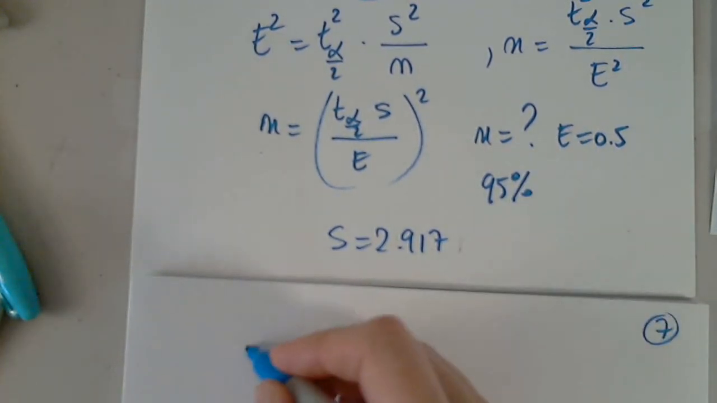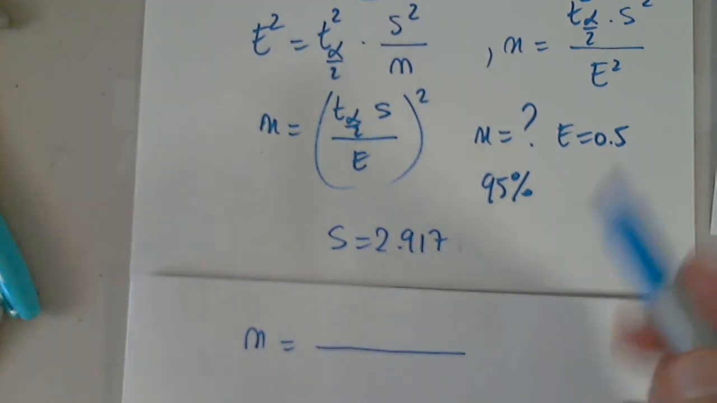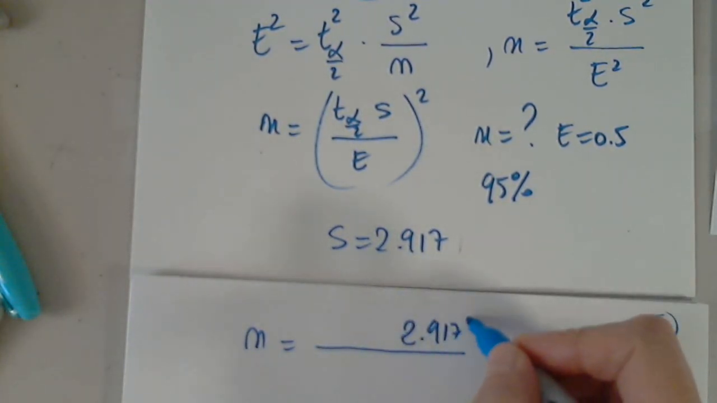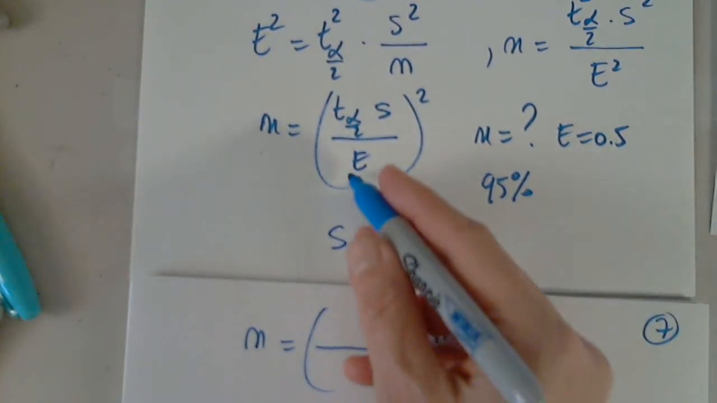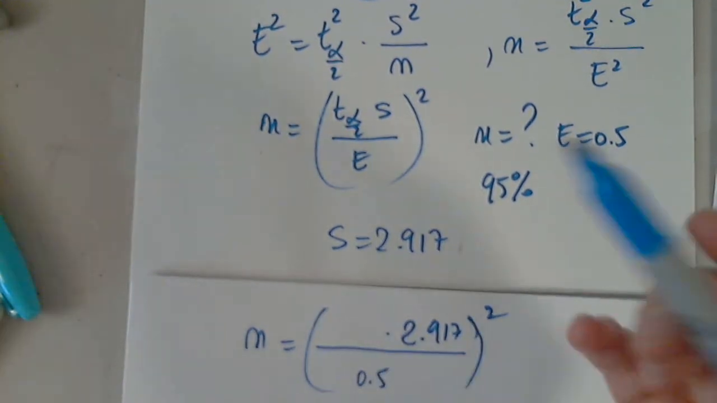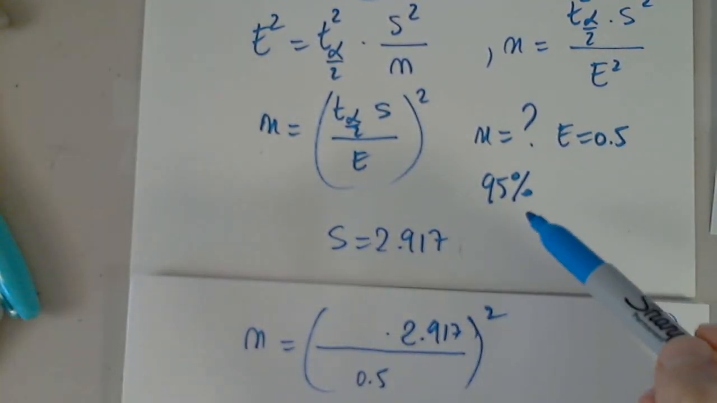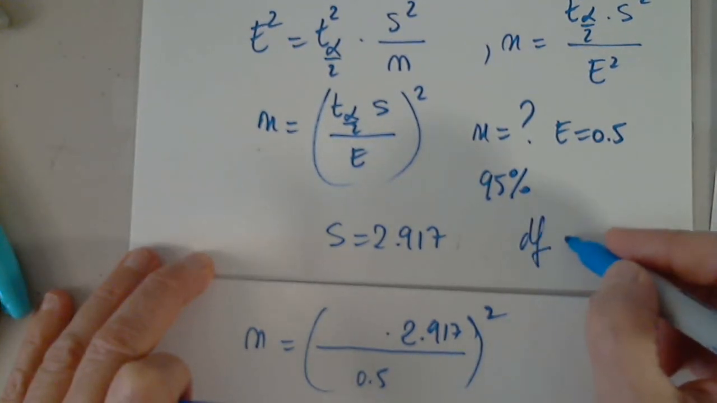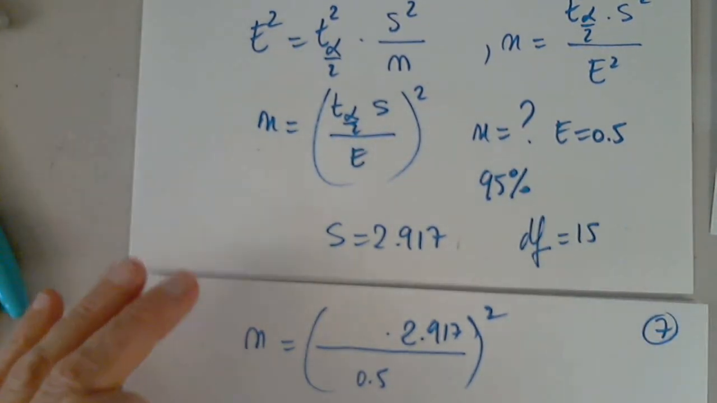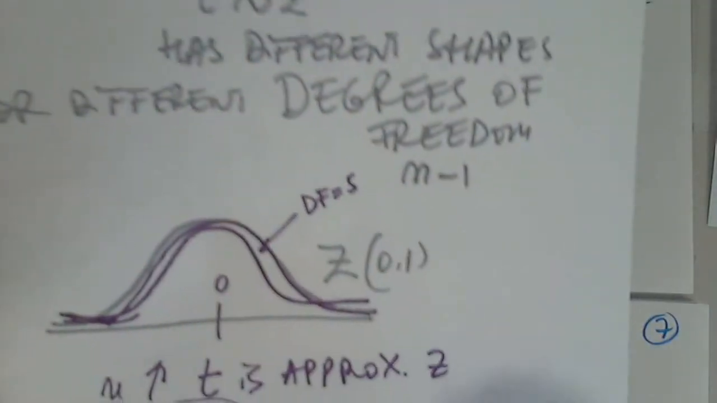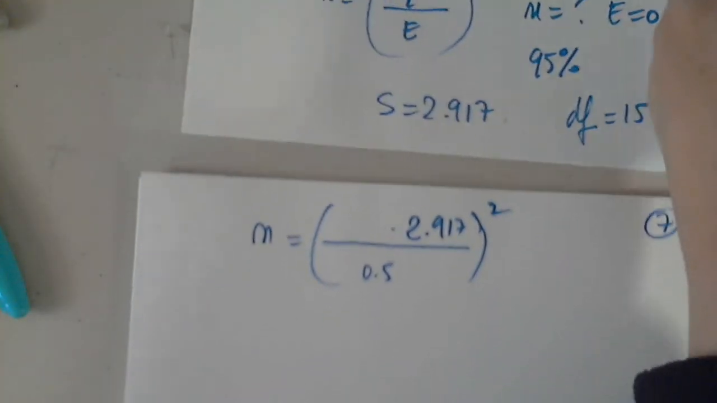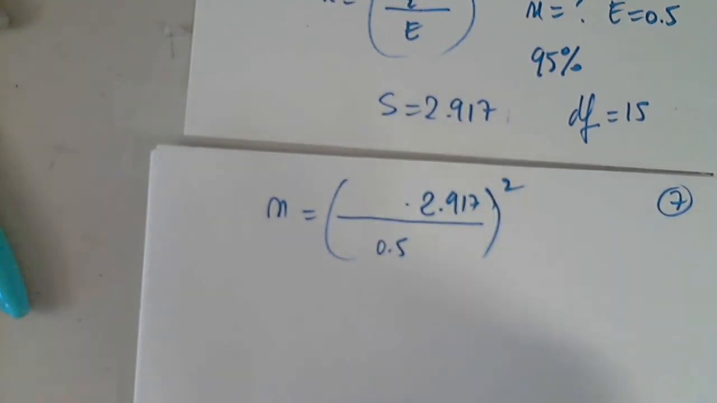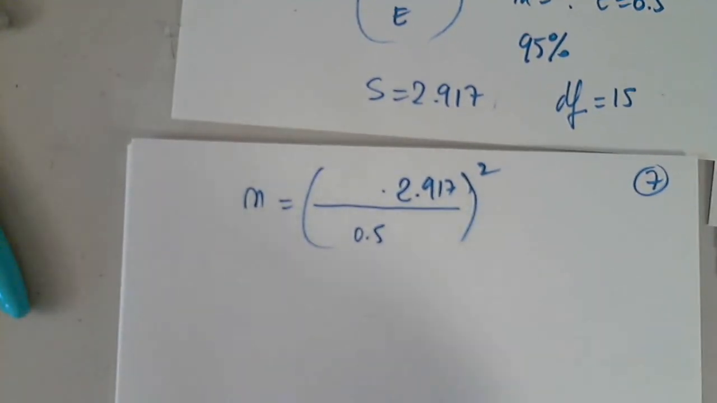Okay, so in order to determine n, I have 2.917 squared. I have E in the denominator, which is 0.5, but I have to determine T alpha over 2 for 95% and for degrees of freedom of 15. We determined it some time ago, didn't we? Was it for this example? No, I guess it was from a different example. So let's determine T. And once we determine T, we just perform this operation and square the final answer.